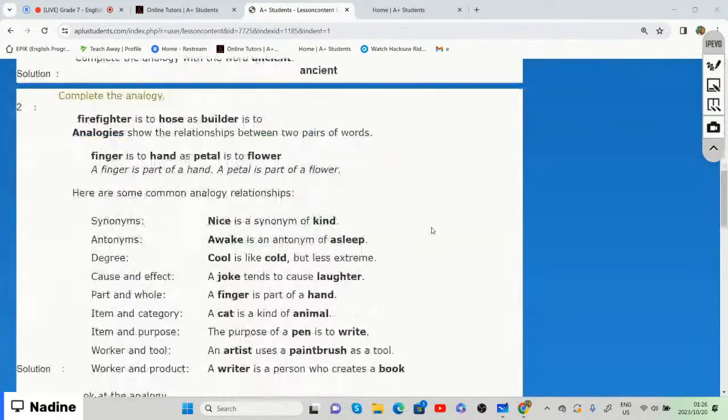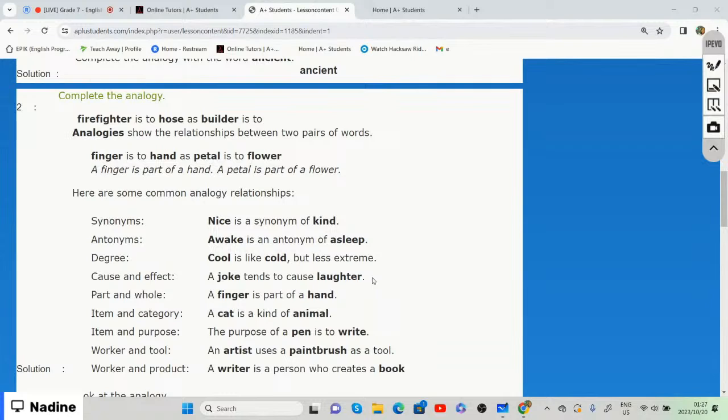So a firefighter is to hose, which means that firefighters use a hose in order to extinguish the fire. Whereas a builder, what is a builder to? If a firefighter uses a hose to put out fires, then what does a builder use? Builders use what?